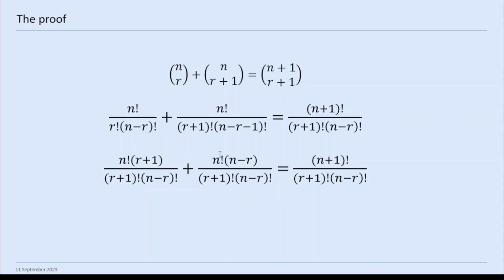because n minus r minus 1 factorial times n minus r is n minus r factorial. So what we get up here then is n factorial times n minus r. Here we get n factorial times r plus 1. And then if we add those, they're now over a common denominator. As if by magic, we get n factorial times n minus r plus r plus 1, which simplifies to n plus 1. So n factorial times n plus 1 is n plus 1 factorial, and we've proved the identity. So this is why it's all working.